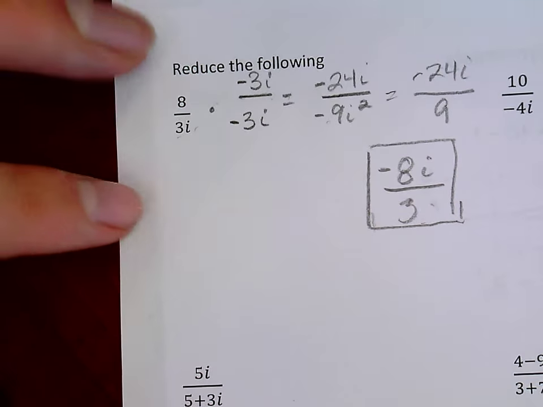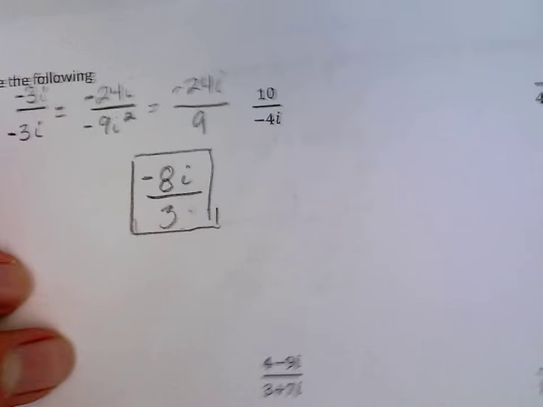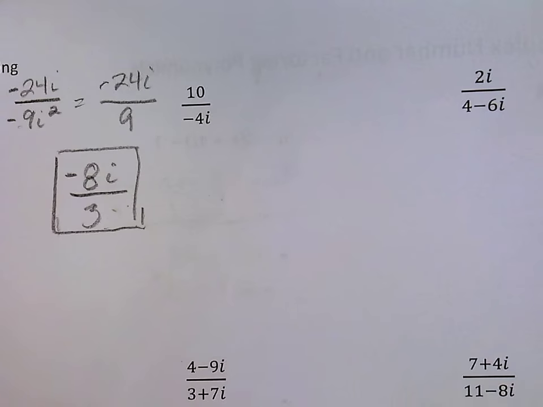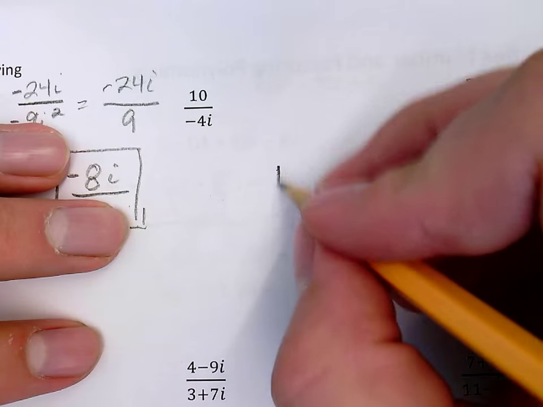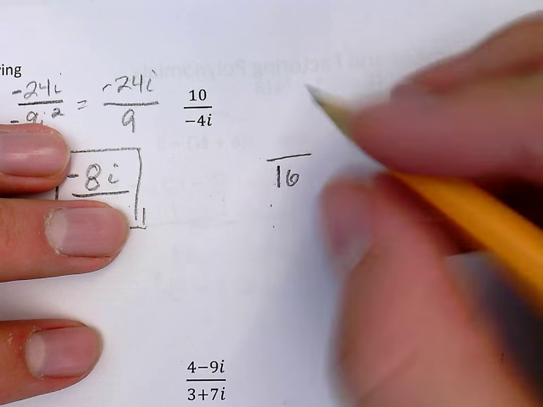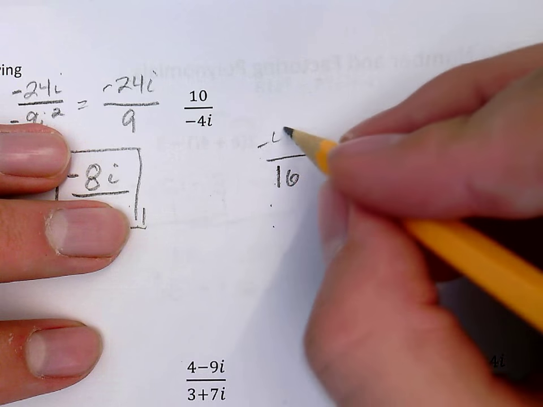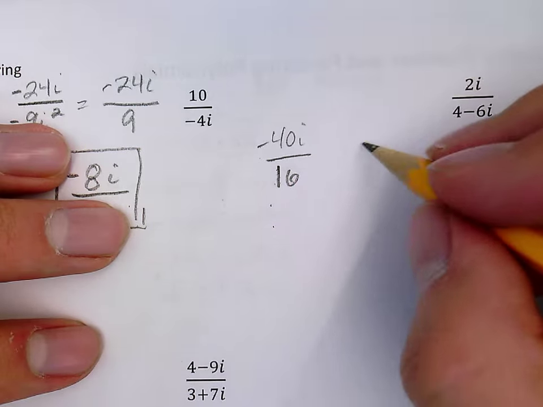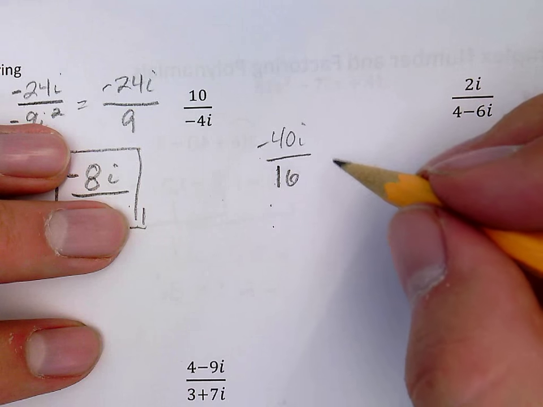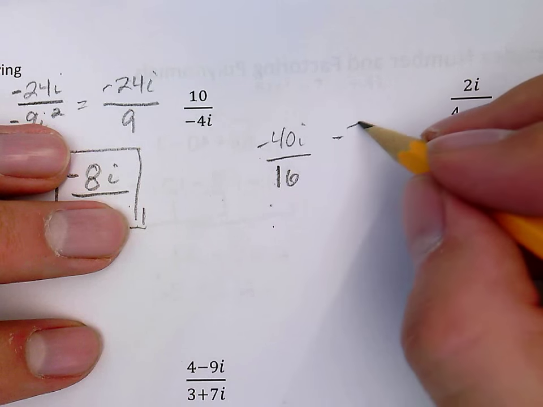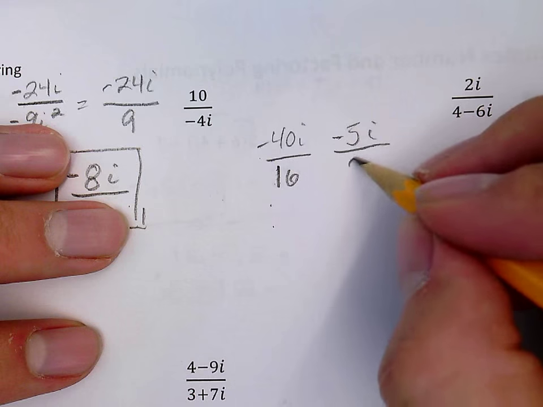Okay? Second one I'm going to have you do. Pause the video, try it, and I'm just going to show you what the answer is. Okay, so this should be 16 over negative 40i, which is technically going to break down into negative 5i all over 2.